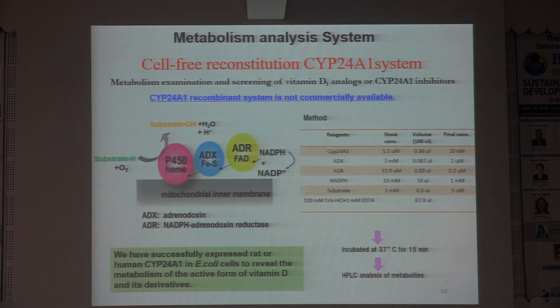So now this is the second technology we developed in our lab, and this is the cell-free reconstitution CYP24A1 system. This is not commercially available. This belongs to our lab only. This is original to our lab, and this system was developed by using the E. coli cell expression system, and using this system we were able to reveal the metabolism of the active form of the vitamin D and its analogs.